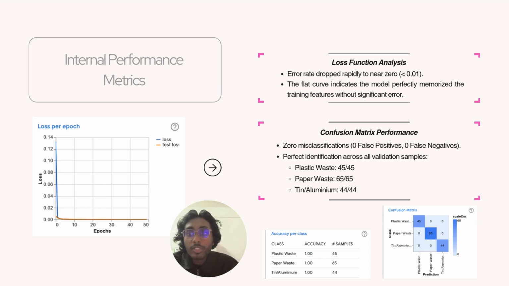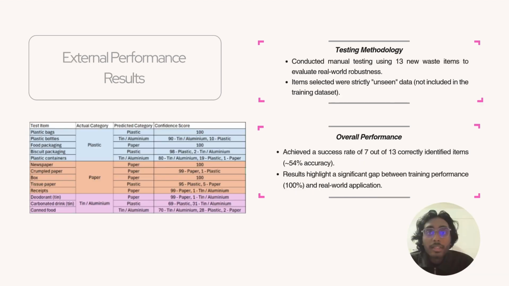Lastly, confusion matrix performance. Zero misclassifications. There are 0 false positives and 0 false negatives. Perfect identification across all validation samples. Plastic waste is 45 out of 45, paper waste is 65 out of 65, and tin or aluminium is 44 out of 44. Now on to external performance results.